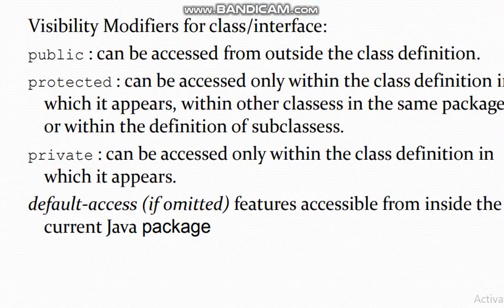See here, the visibility modifier for a class or an interface. If the class is declared as public, then it can be accessed from outside the class definition. From another class, outside that class, we can access the members and variables of that class. And protected can be accessed only within the class definition and within other classes in the same package or within the definition of the subclass.